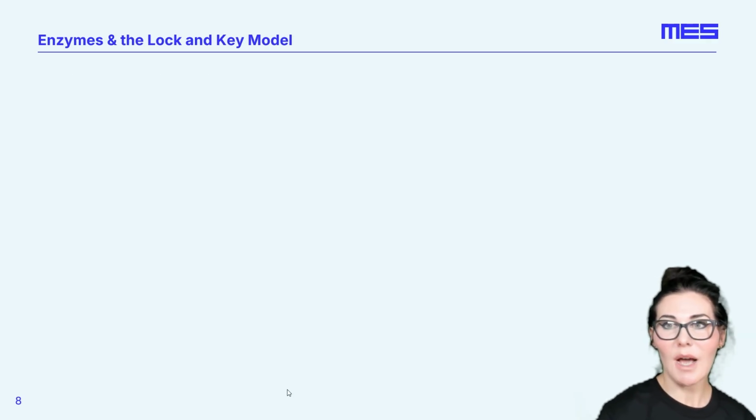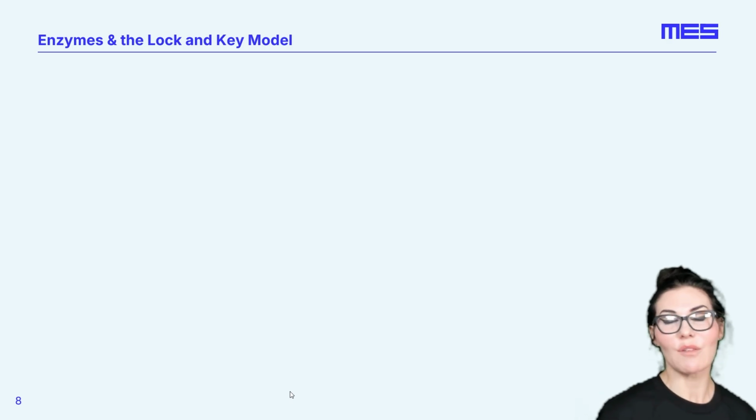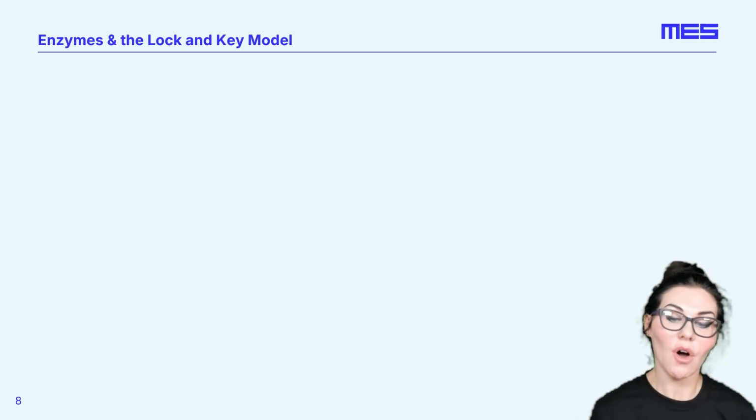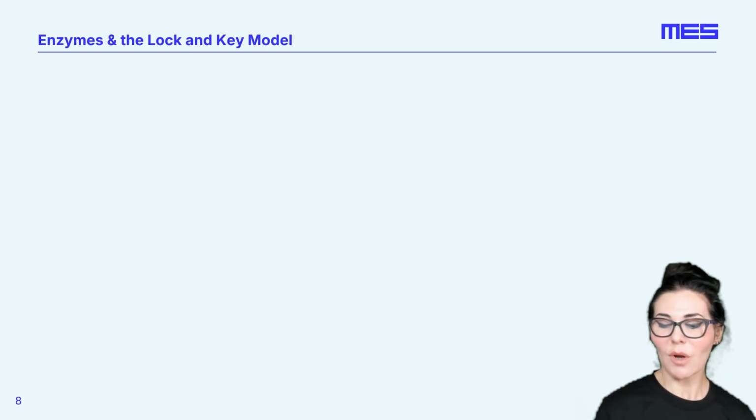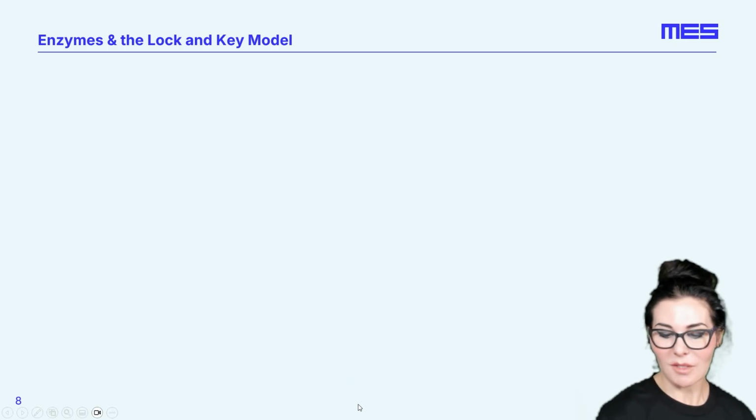We're going to focus now on how enzymes specifically get involved with the chemical part of digestion. We use a model to explain how they work, and it's called the lock and key model. We'll take a closer look then.